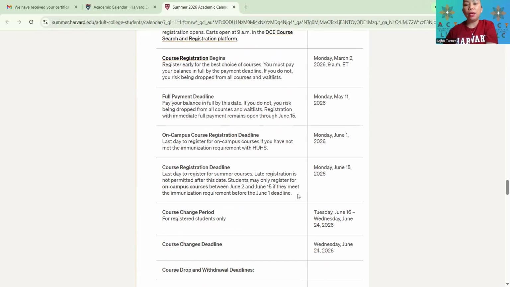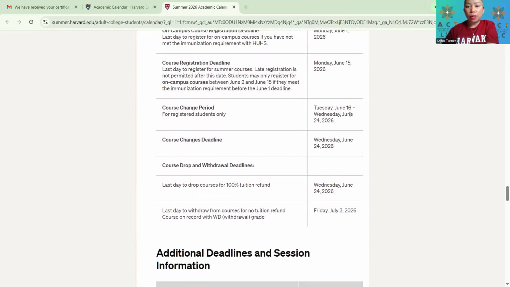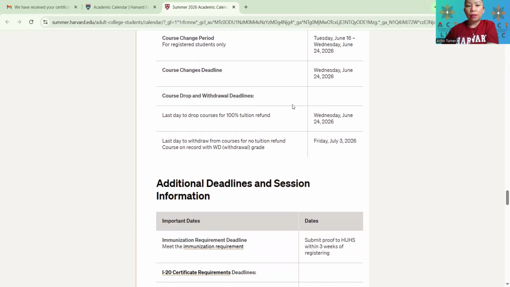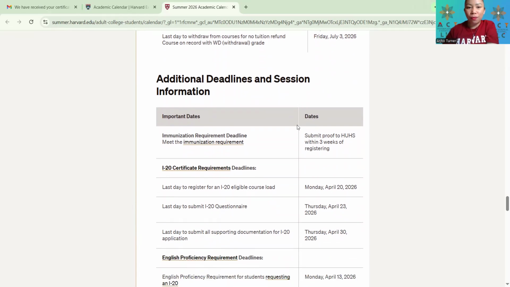Usually when I have enough money to pay, then I'll just pay it off. Then the on-campus registration deadline is June 1. Course registration deadline is June 15. Course change period is June 16 to June 24th. And the course change deadline will be June 24th. Last day to drop for a 100% refund is June 24, and July 3rd naman is the last day to withdraw from a course with no tuition refund. So that's July 3rd, 2026. We have to be very, very careful to really follow these specific deadlines.